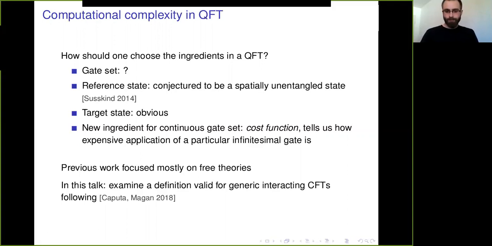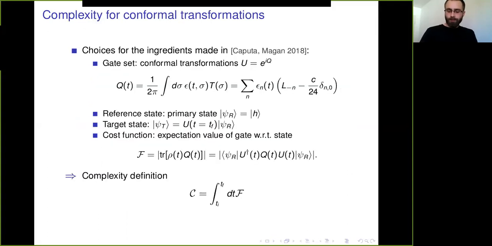And in this talk, I will examine a definition of complexity that is valid for generic interacting CFTs. And this will be based to a very large part on a paper by Caputa and Magan that appeared in 2018. Now, if I say I want to examine a particular definition, of course, I need to tell you what choices of ingredients I'm making.